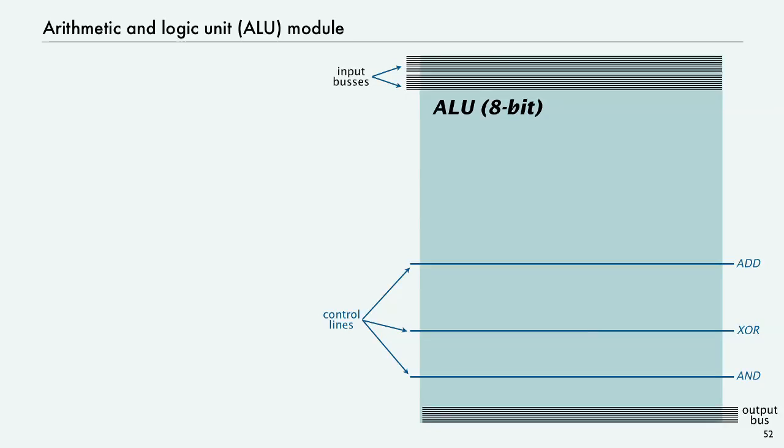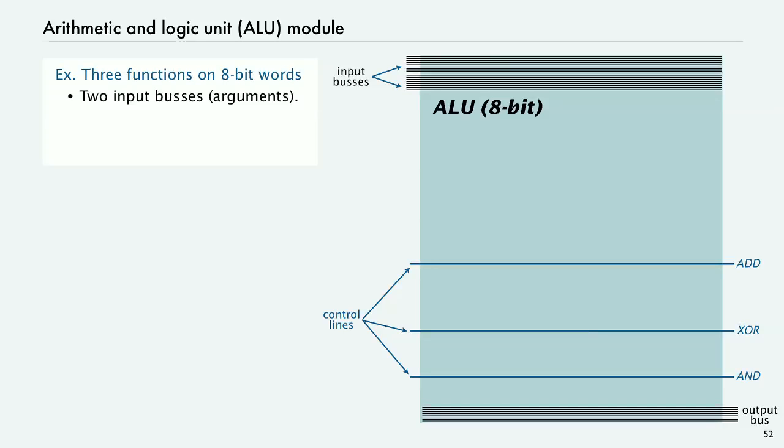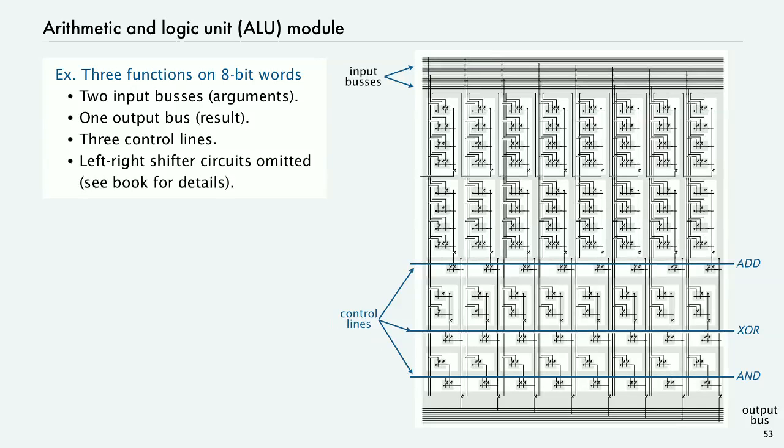So that's what the ALU looks like. This is an 8-bit ALU, so it takes 2 8-bit input buses at the top, and it's got an 8-bit output bus at the bottom, and it's got 3 control lines, one for each of the functions. We're going to omit the left-right shifter circuits. You can see those in the details, and this is what the whole circuit looks like.